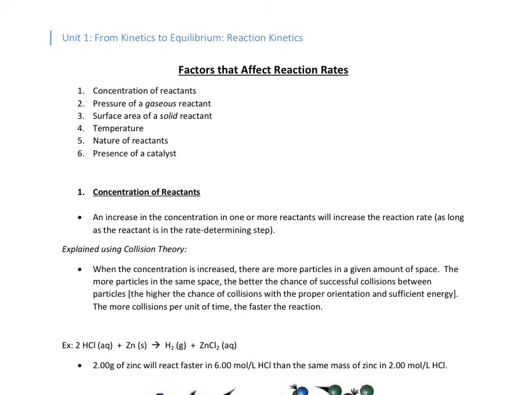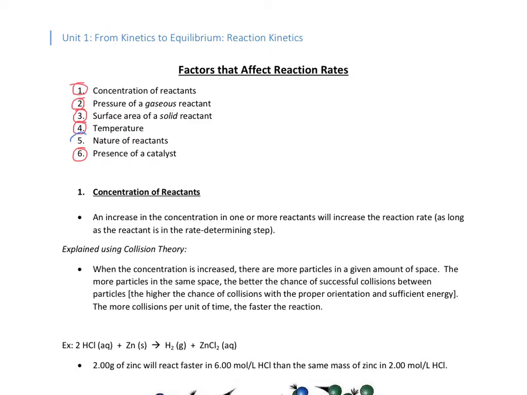In today's lesson, we are going to look at factors that affect reaction rates, or factors that affect how fast a reaction occurs. The factors we're going to look at are the concentration of the reactants, the pressure of gaseous reactants, the surface area of a solid reactant, the temperature, and the presence of a catalyst. These 5 factors are all factors that we can manipulate in a lab setting to affect the reaction rate.